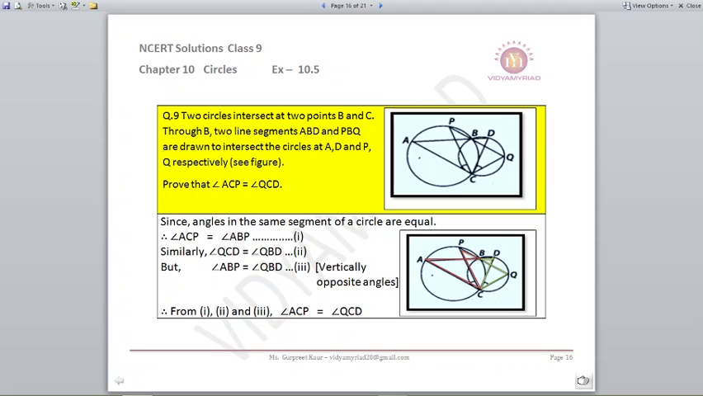Question number 9. Two circles intersect at 2 points B and C. Through B, two line segments ABD and PBQ are drawn to intersect the circles at A, D, P, Q respectively. Prove that angle ACP is equal to angle QCD.